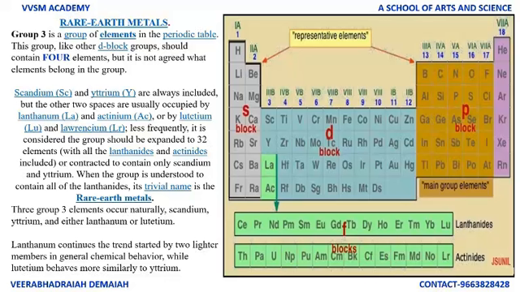When the group is understood to contain all of the lanthanides, its group name is rare earth metals, which occur in the transition metals. Group 3 elements occur naturally: scandium, yttrium, and either lanthanum or lutetium. Lanthanum continues the trend started by the 2 lighter members in general chemical behavior, while lutetium behaves more similarly to yttrium.